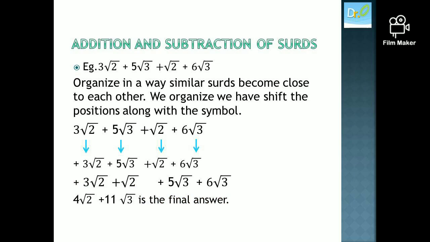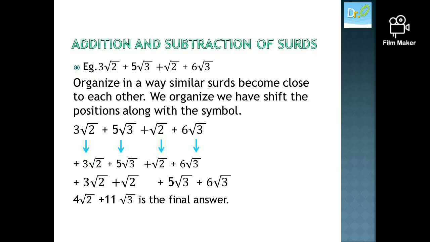Now children, let's try to extend our knowledge using this example about addition of surds. In this example, they ask us to add 3 root 2 plus 5 root 3 plus root 2 plus 6 root 3. I have mentioned in the previous slides, you cannot add or subtract the terms with different surd expressions. For example, you cannot add 3 root 2 and 5 root 3. But you can add 3 root 2 to root 2 and 5 root 3 to 6 root 3 because those terms are similar.